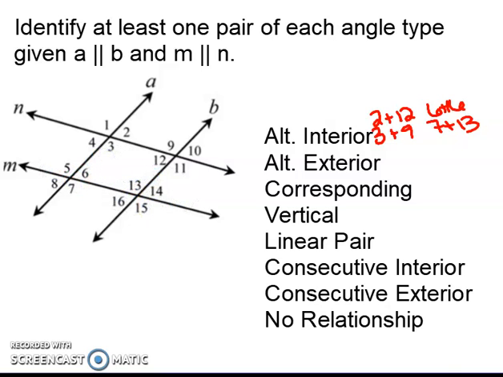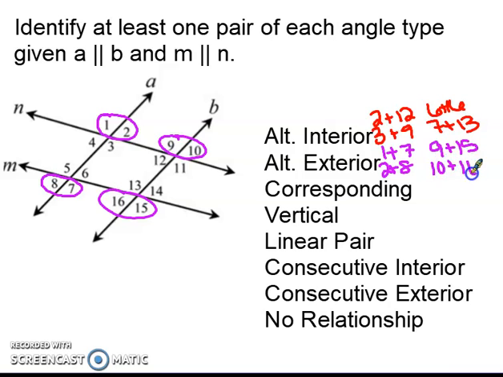Now, when it comes to alternate exterior, again, that alternate is still opposite, but exterior is the outside. Well, if I use A as my transversal for M and N, those are my exterior angles. So alternate exterior gives me 1 and 7, or 2 and 8. If I use B as my transversal, I have 9 and 10 and 15 and 16. Those are my exterior angles. So 9 and 15 are alternate exterior, and 10 and 16 are alternate exterior.